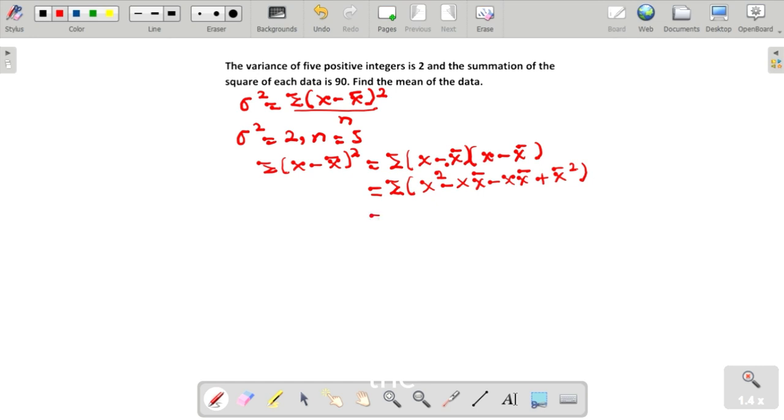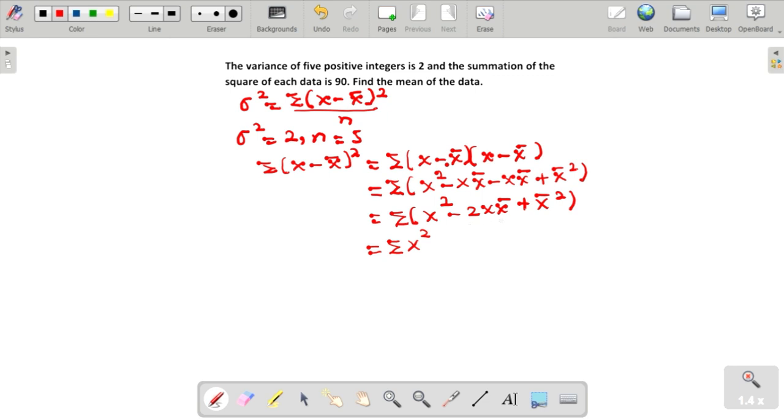Now we apply the summation on every expression within the bracket. But first of all, let's also simplify further. This is x square minus x bar x minus x bar x, that gives minus 2x x bar, plus x bar square. So let's close this bracket. Then let's apply the summation sign upon each of these. This becomes summation x square.